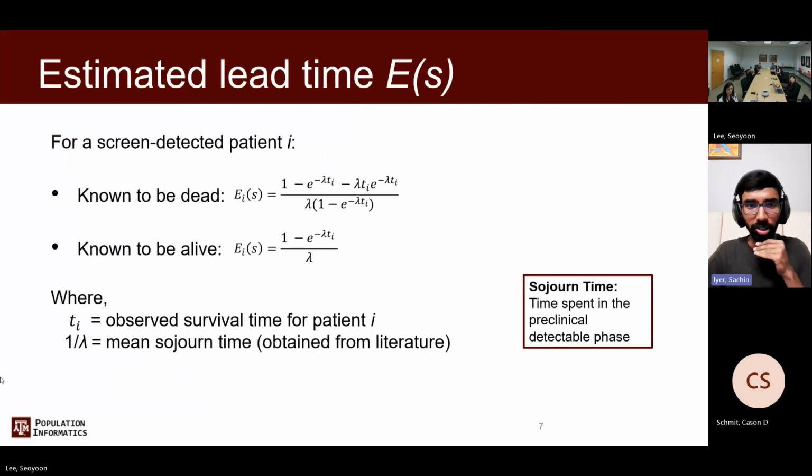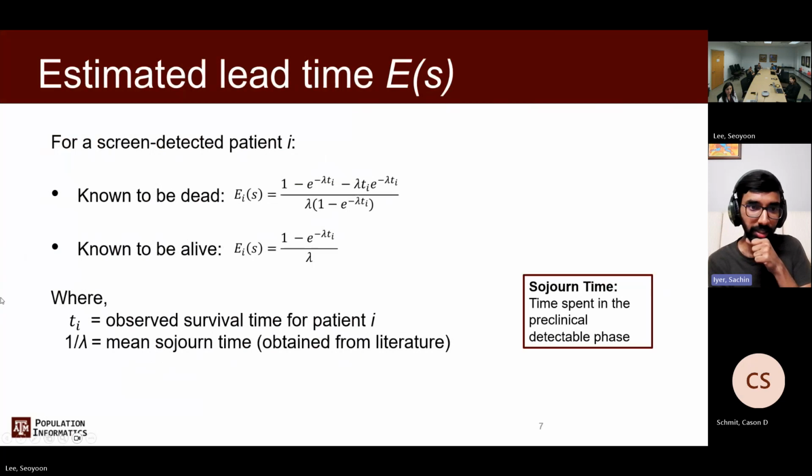But the important thing here to note is that for every patient, the formula depends on whether they are known to be dead or known to be alive at the last point at which data is available. And the estimated lead time depends only on two things: the observed survival time and the mean sojourn time. And the sojourn time here refers to the time spent in the preclinical detectable phase. That is, it is detectable in screening, but would not show symptoms yet. This sojourn time is obtained from literature, whereas the survival time is calculated for each patient individually.